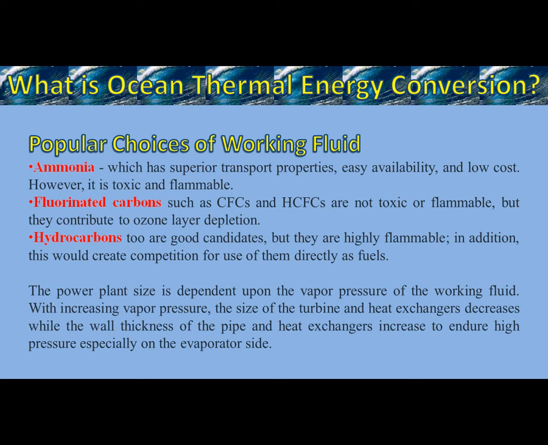The power plant size is dependent upon the vapor pressure of the working fluid. With increasing vapor pressure, the size of the turbine and the heat exchangers decreases, while the wall thickness of the pipe and heat exchangers increases to endure high pressure, especially on the evaporator side.